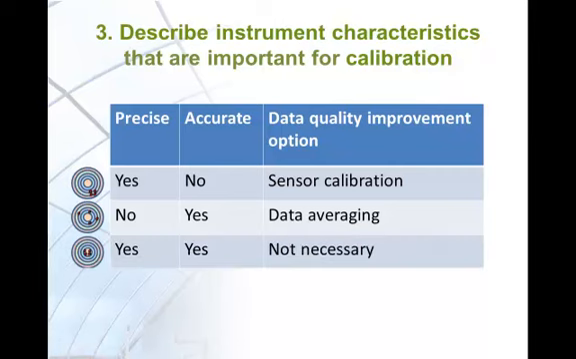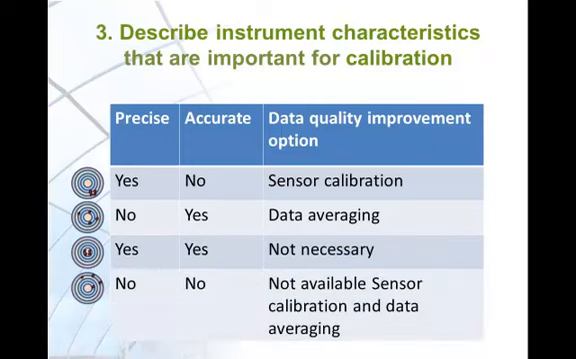If an instrument is both precise and accurate, it is not necessary to do anything. If an instrument is not precise or accurate, there may not be much that can be done. It may help to perform a sensor calibration and data averaging simultaneously.